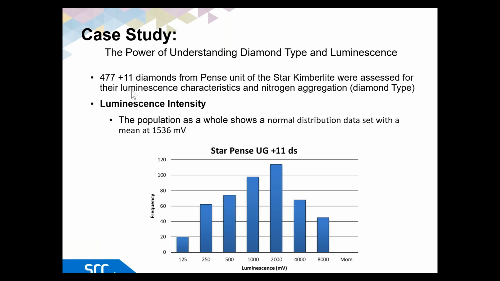Okay, so now we're going to look at an example where diamond typing has come into play to understand the population, which can affect the recoverability and the type of setup that you use for your diamond recovery circuit. So here we did 477 +11 stones from the Pence unit of the Star kimberlite. They were assessed for their luminescence characteristics and nitrogen aggregation. So they were also typed and we did the luminescence intensity studies. The population as a whole shows a normal distribution data set with a mean of 1,536 millivolts. So a little bit better than what our recovery threshold is if we set it at 500.